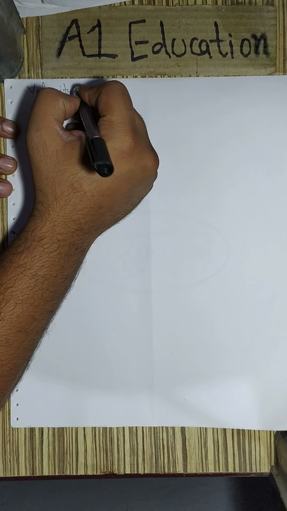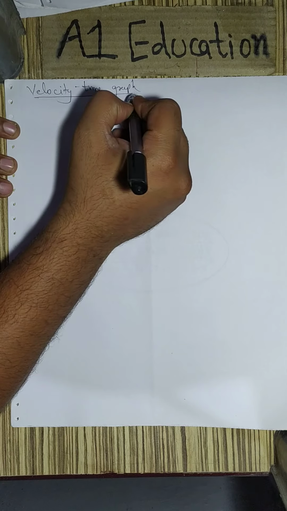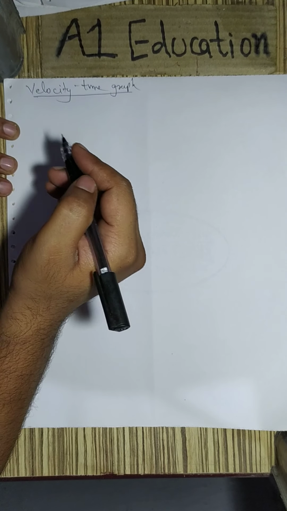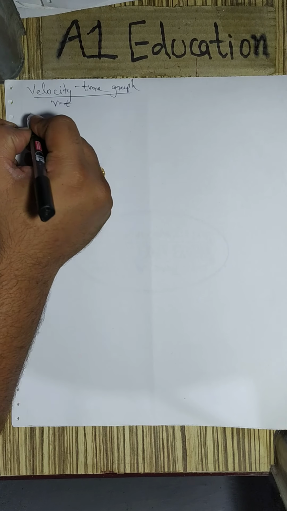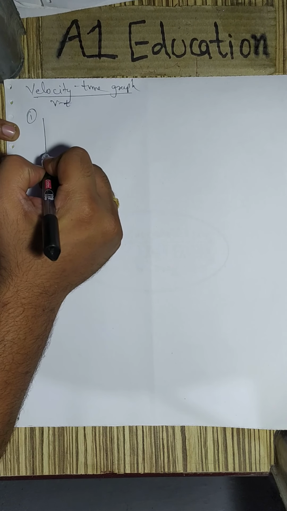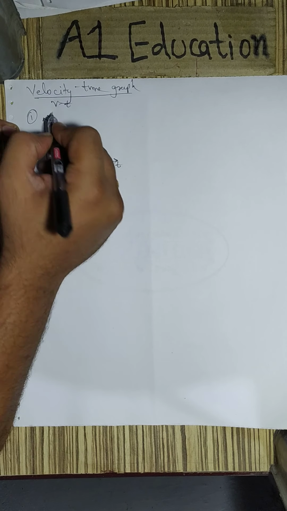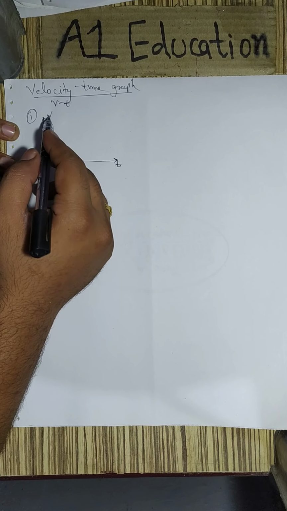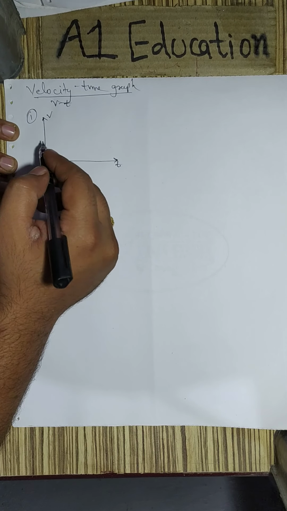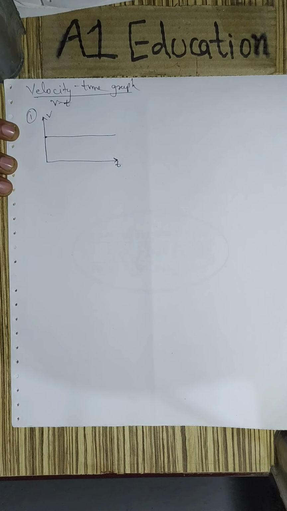Velocity time graph. First we discussed the position time graph, or you can also say displacement time graph, and now we have the VT graph. The first type of graph that I am going to discuss in velocity time graph, please keep in mind that time is always taken on the x-axis and velocity is always taken on the y-axis.